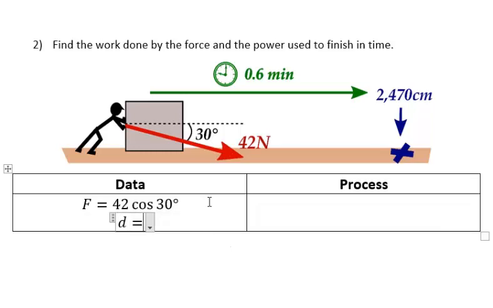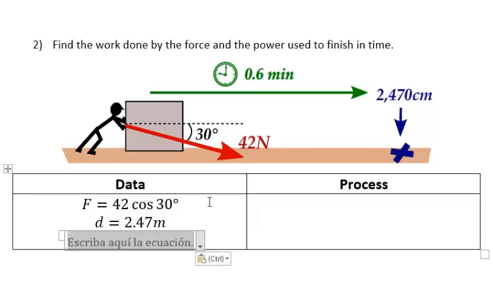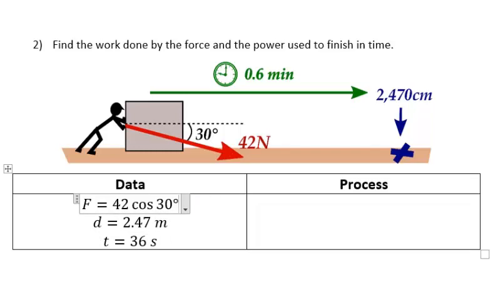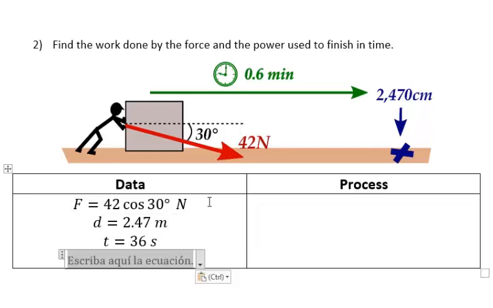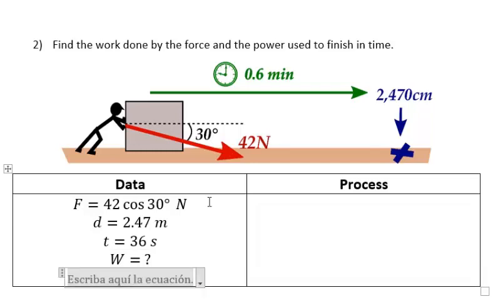The distance is 2.47 meters, and the time is 0.6 minutes. So 0.6 times 60 will be 36 seconds. Okay, this cosine 30 newtons. So what are we looking for? We're looking for the work, and we're looking for the power.